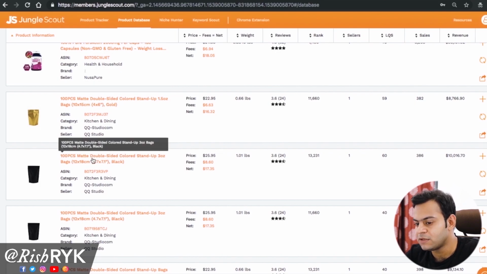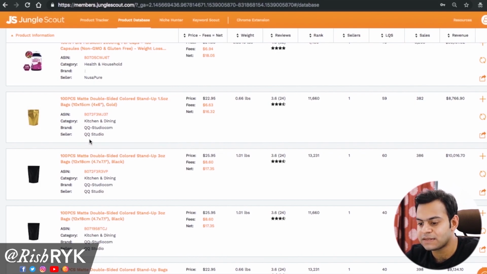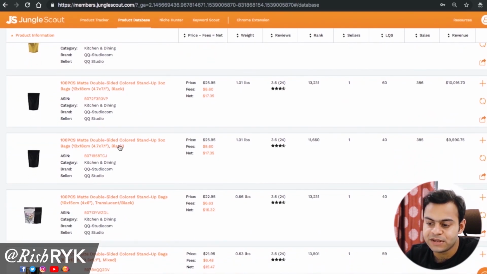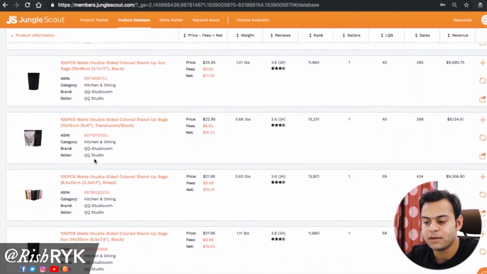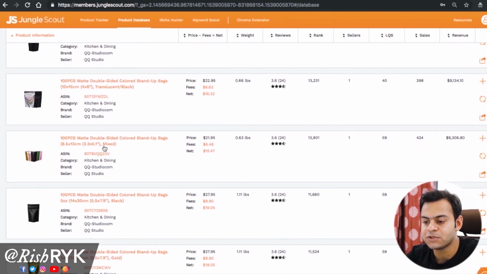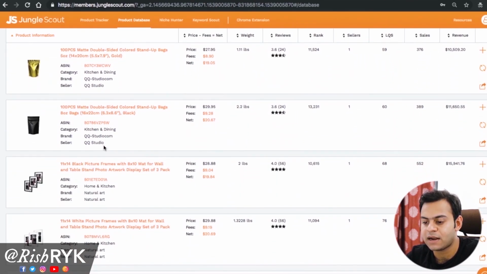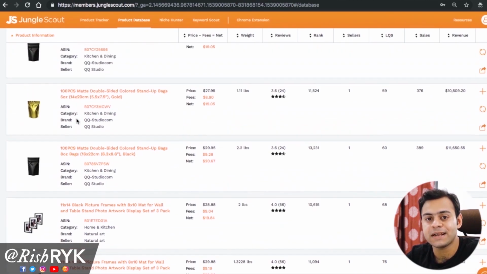Alright, these are similar products. As you can see, there are 3 sellers selling similar kinds of products. Oh no, as you can see over here, QQ Studio is the seller of this product, and they are actually selling 3 of these different items. I believe there are 3 different items because you can see the ASINs are different. So these are 3 different listings that they have. Alright, moving on. QQ Studio again. Oh my god, they're actually ruling this kind of product. They have a bunch of these products. Matte double-sided stand-up bags. We should definitely check that out.